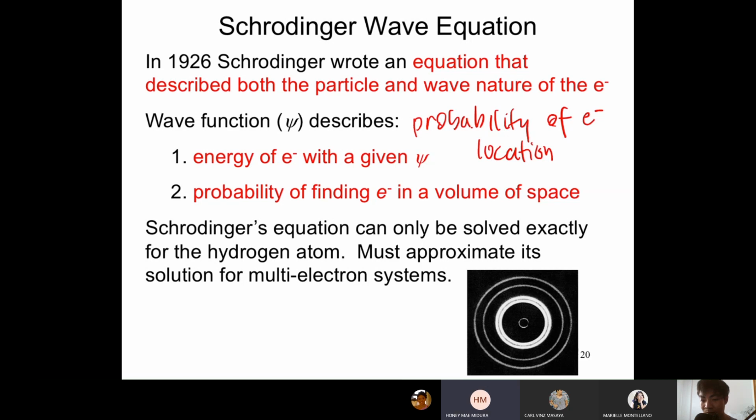Sabi ni Bohr, makikita mo daw yung electrons in orbits, in circles. Sabi ni Schrödinger, hindi ganon. Sabi niya, you can describe the electrons using wave functions. And what does wave function tell us? It tells us about the probability of electron location. Dito na papasok yung iba't ibang shape ng ating electrons.